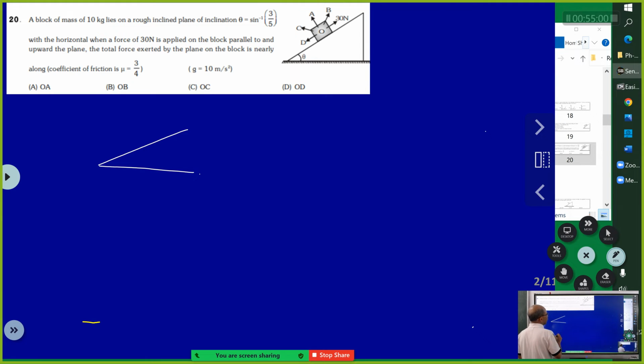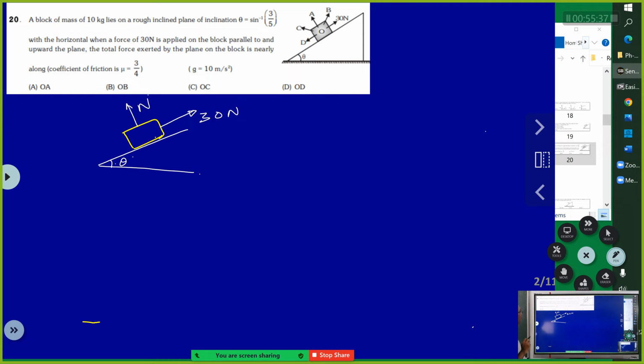So this is the basic diagram, and this force is given here, 30 newtons, and this angle is theta. They are asking you the force exerted by the plane on the block. That means here, obviously, the normal is like this. Then the question is friction.